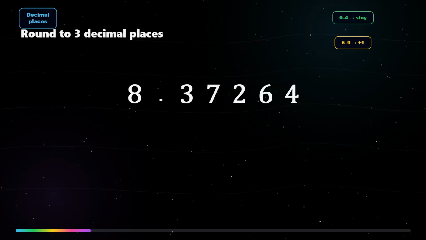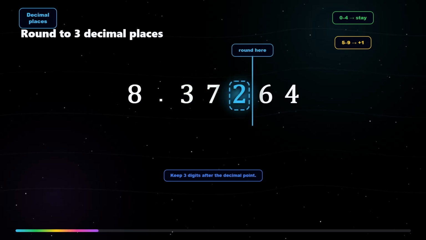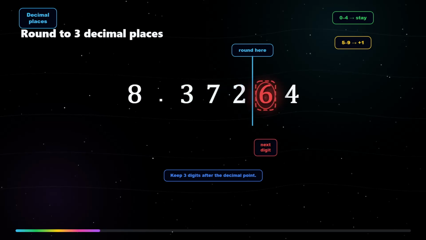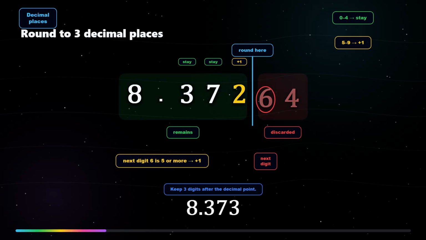Now round 8.3726 to 3 decimal places. 3 decimal places means we keep 3 digits after the decimal point, so we keep 3, 7, and 2. The partition line goes after the 2. Now look at the next digit. The next digit is 6. 6 is 5 or more, so the 2 goes up by 1. 2 becomes 3. Everything after the partition line is discarded, so 8.3726 rounded to 3 decimal places is 8.373.